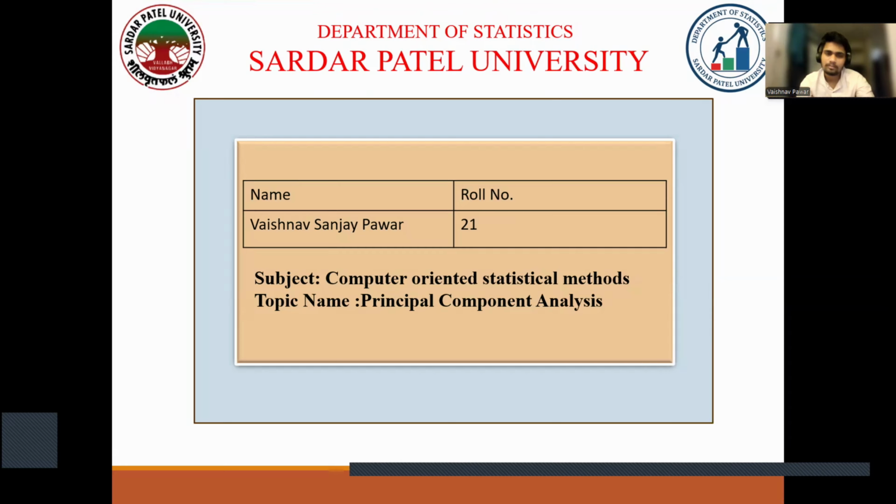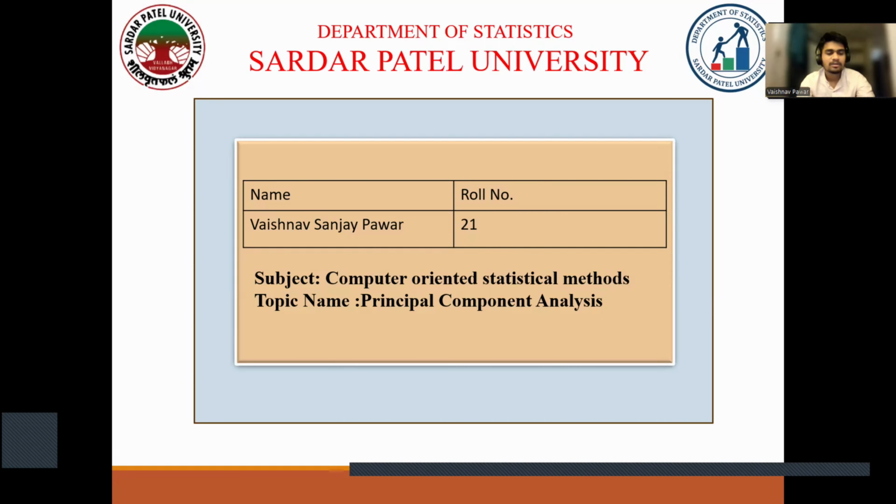First of all, what is principal component analysis? Principal component analysis is a statistical method used for dimensionality reduction. It is applied when we have a large number of variables in a dataset. Many variables may be correlated, which creates complexity in analysis. PCA converts these correlated variables into a small set of uncorrelated variables. These new variables are called principal components.